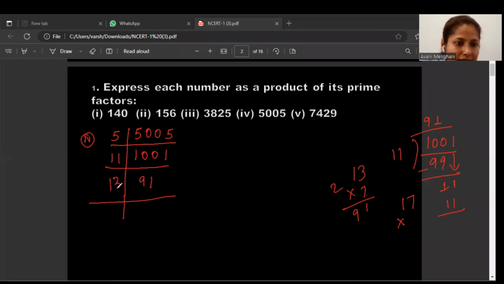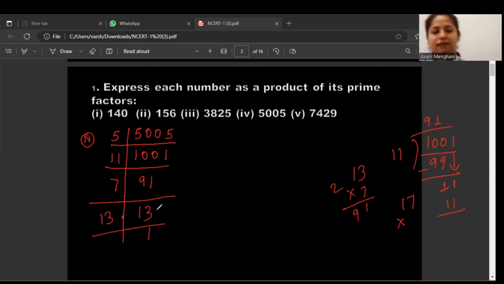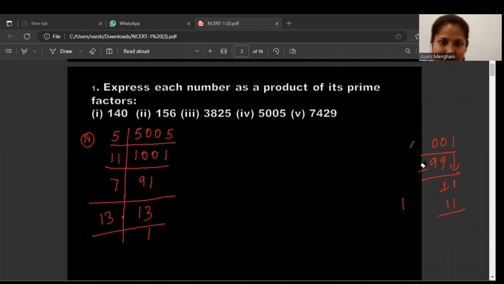So in the table of 13, 91 will come 7 times. So yes, we can then write 7 times 13 is 91. So this you can do by practice. You have to use the hit and trial method. You have to hit several numbers, and where you get success, there you have to go.